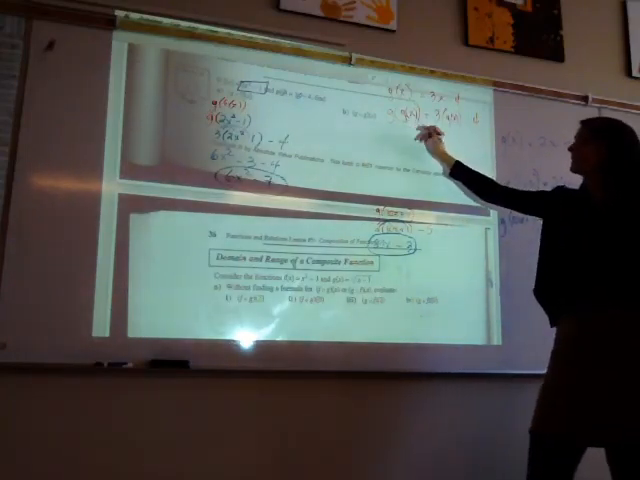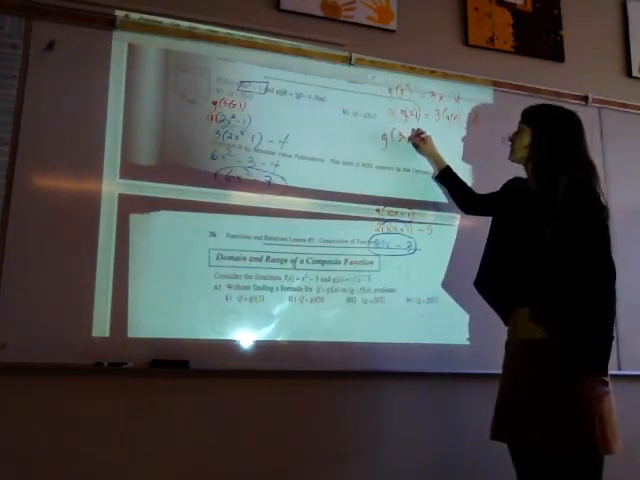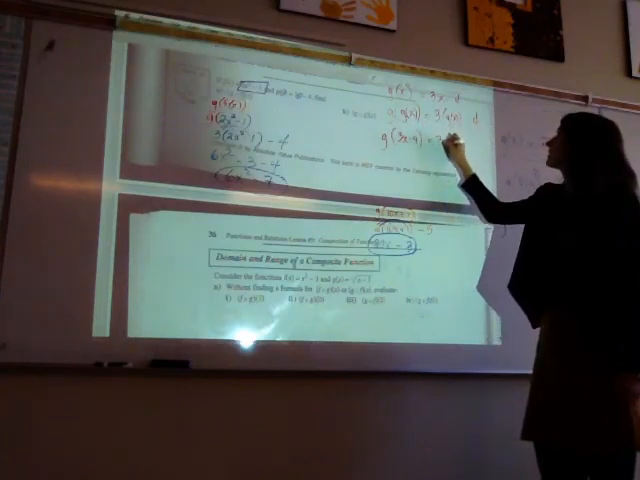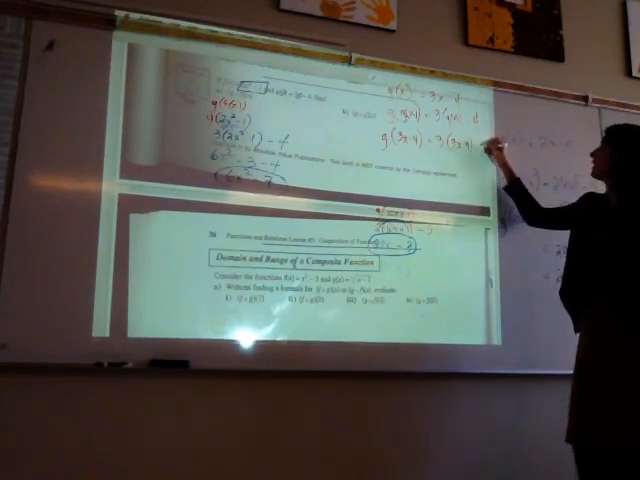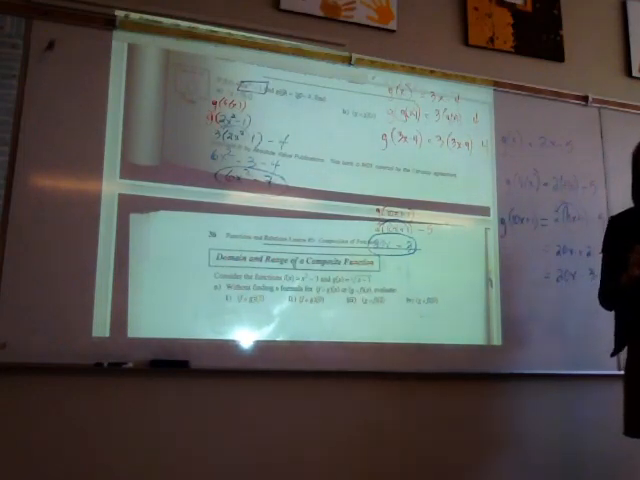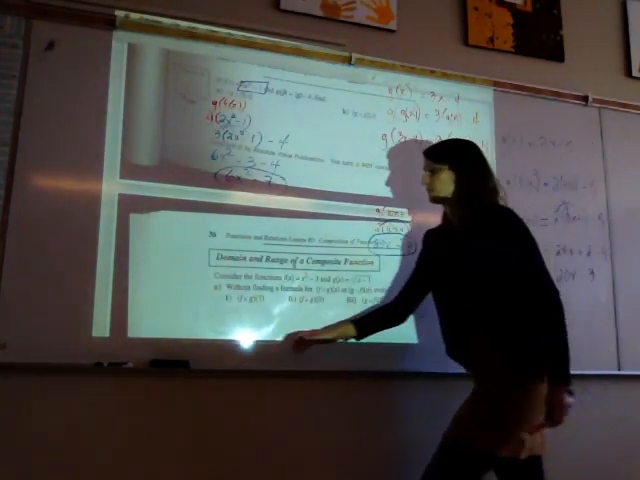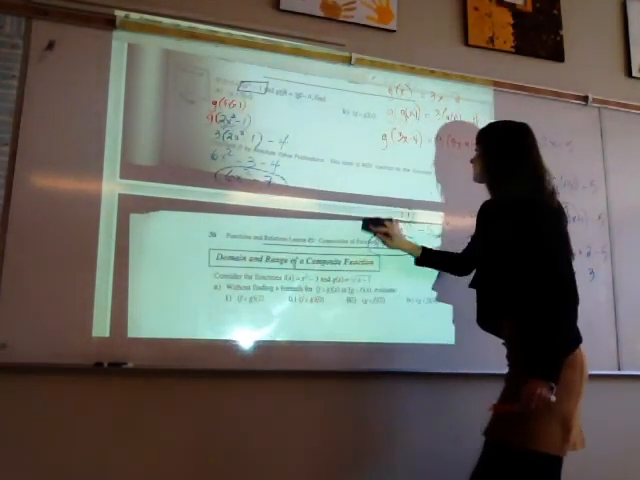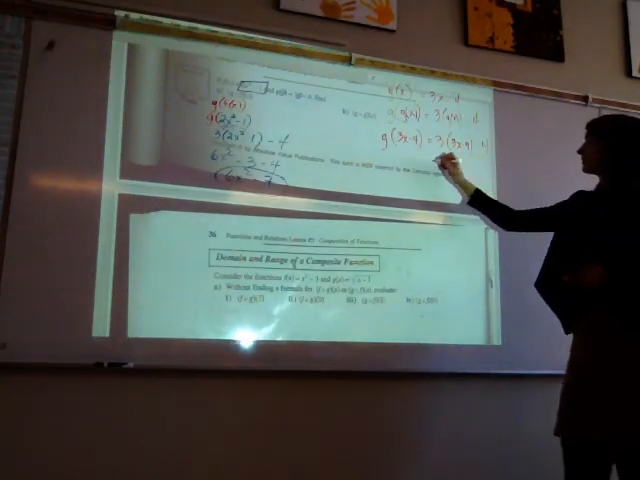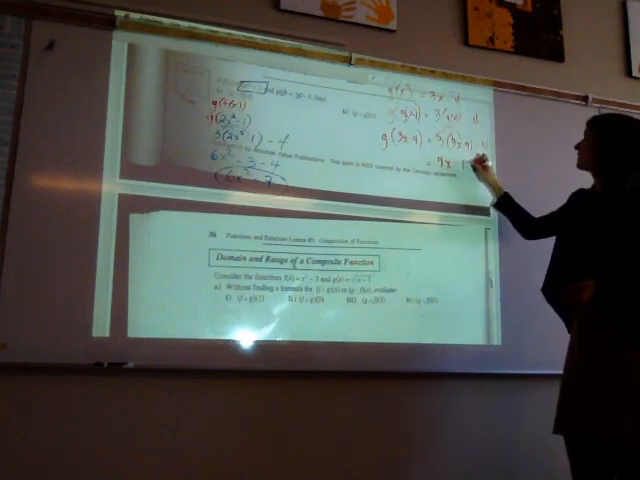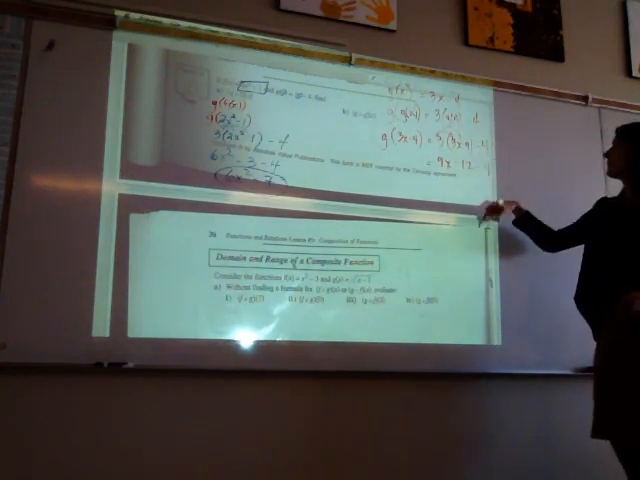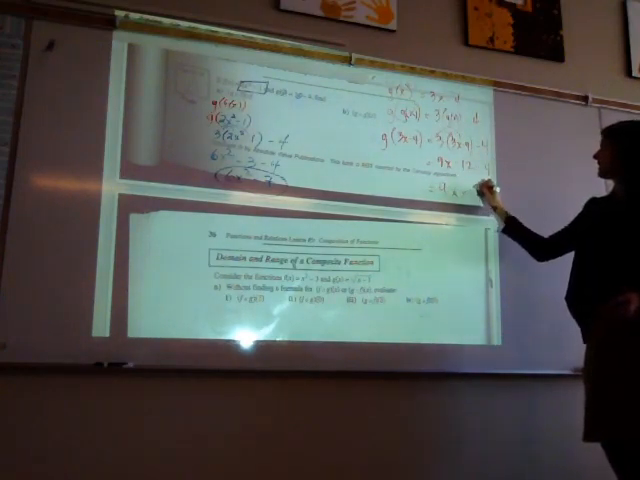But what was g of x? It was 3x minus 4. So g of x needs to be replaced with 3x minus 4, and then subtract 4. Last step, just expand and simplify. So we get 9x minus 12 minus 4. So 9x minus 16.